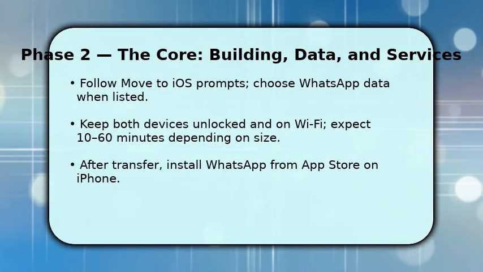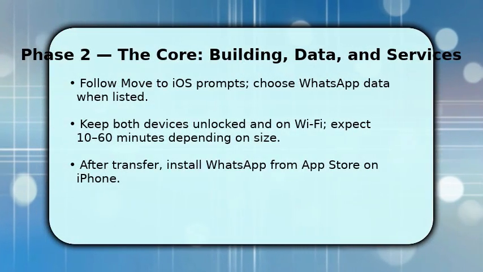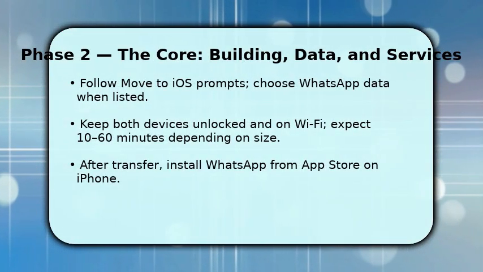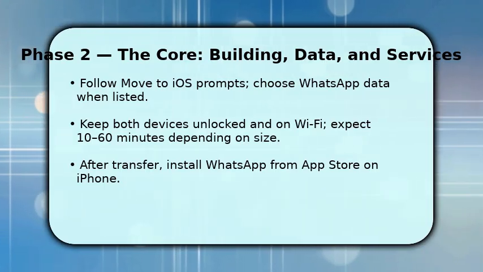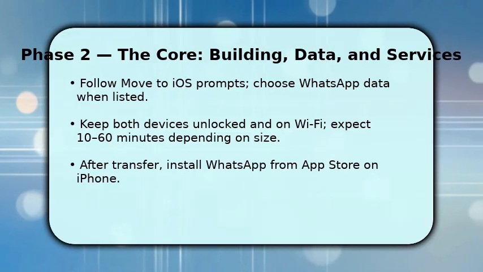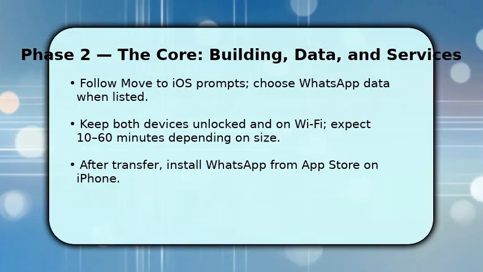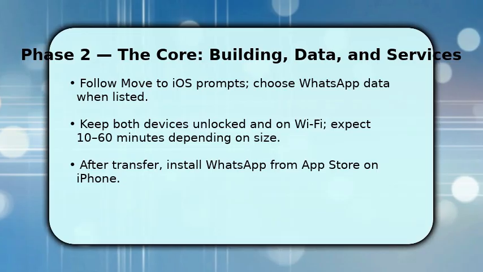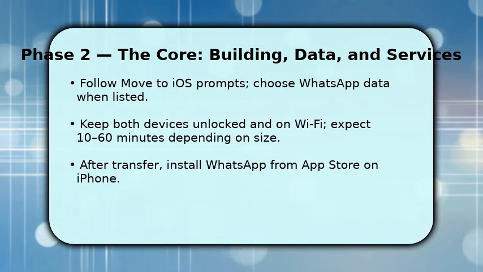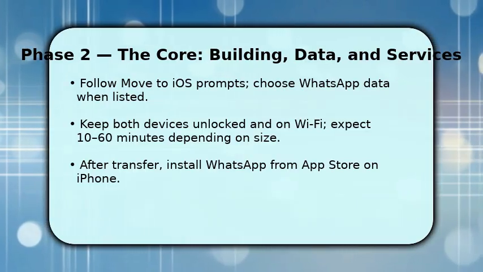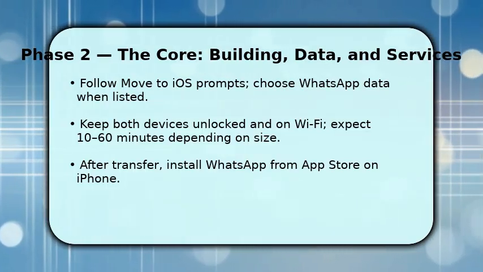Once connected, use Move to iOS and select WhatsApp in the data list. This instructs Android to package chats and media for the iPhone. Keep both phones awake and on stable power, because large archives take longer, estimate 10 to 60 minutes based on size. When Move to iOS finishes, install WhatsApp on the iPhone, but do not open it until prompted.